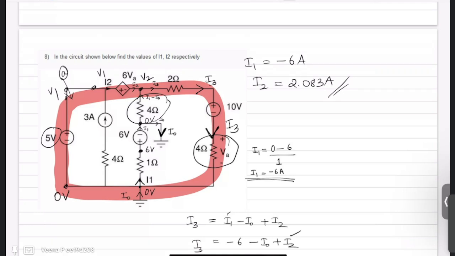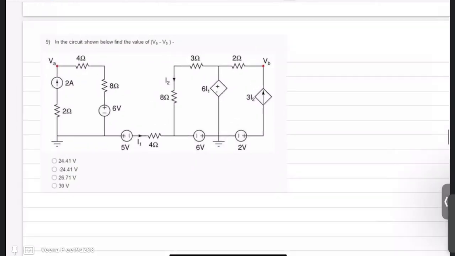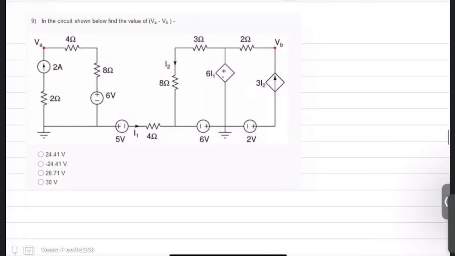Is there any doubt? Please ask. Let us move on to the next problem. Please go through the problem.